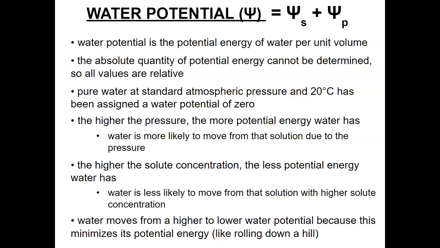So water moves from high to low water potential because this minimizes its potential energy. Remember, that's like rolling down a hill. We want to spend less energy, right? So less potential energy to move water from high to low concentration.